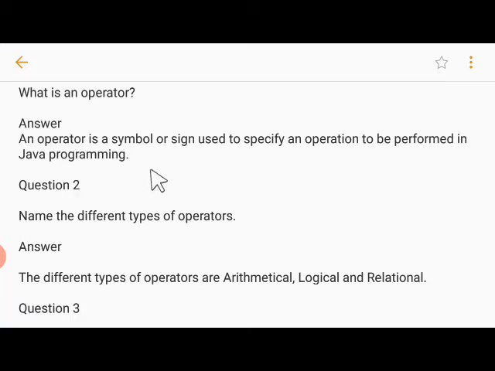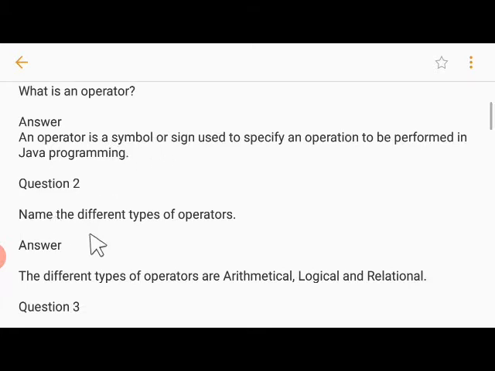Alright, so in an expression two things are there, operator and operand. So operator is there to perform an operation and operand is there upon which the operation is performed. Like if we write a plus b, so a and b will be what? They will be operands and plus will be the operator. So only this line is sufficient for this answer.